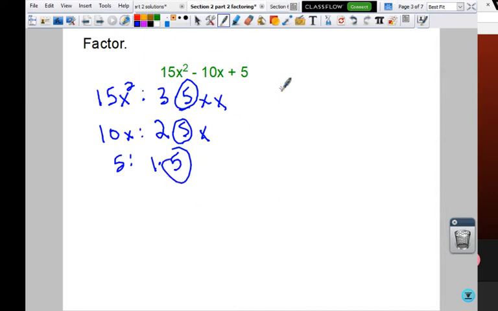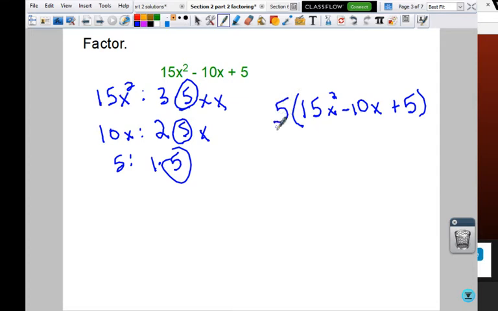So, I'm going to take my original polynomial, 15x squared minus 10x plus 5. I'm going to put my greatest common factor outside of it, and then inside, what did I just say?